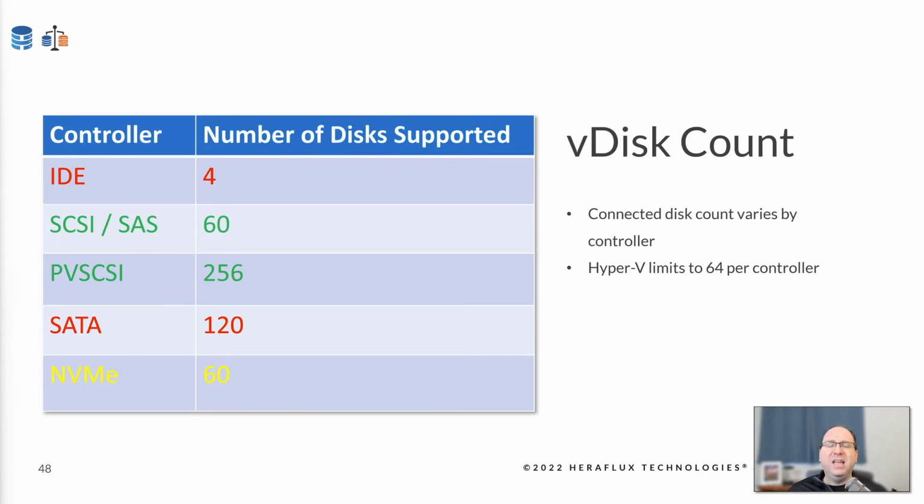Now, the connected disk count. A lot of times we're running some pretty big stuff, so we need to figure out how much of this we can actually expand outwards. You have an IDE controller, you get 4. Don't use that. It's trash. SCSI or SAS, on VMware, you get a maximum of 60 disks on the LSI controller. Paravirtual SCSI, by controller, 256. There is a SATA controller in there, but again, super low queue depth. The NVMe gets 60 per controller. Hyper-V, if you're on that, limits to 64 per controller.